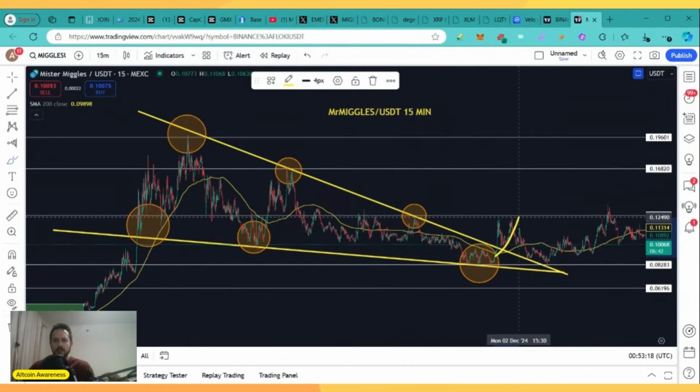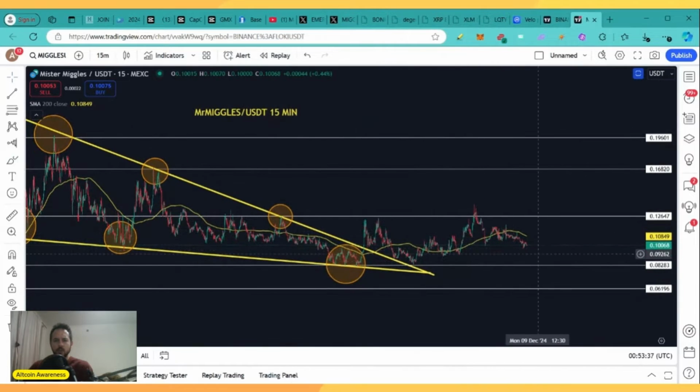This is the breakout, and then the price action pulled back, retesting that previous key trend line of resistance, turning it into a new support. And since then, the price action has been moving sideways, consolidating.